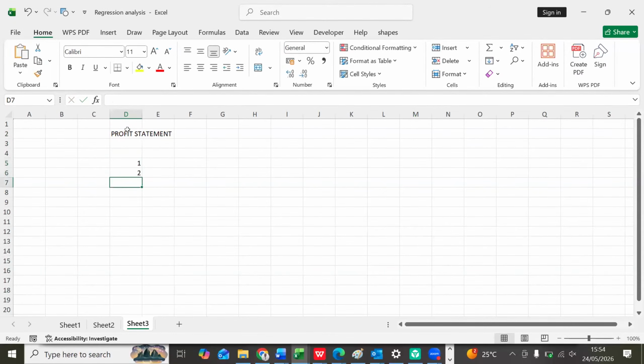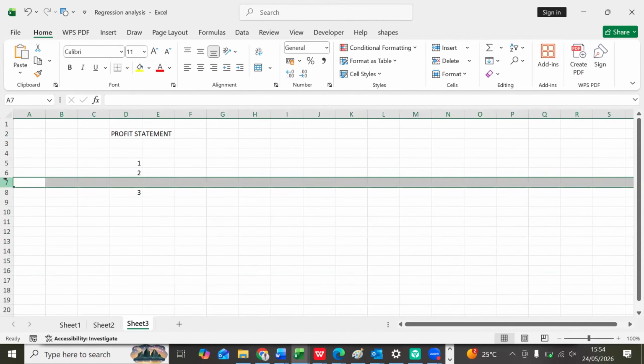1, 2, 3. No. We don't want to skip any. Or if I've skipped one and I want to delete this row, if I want to delete this row number 7 that I've skipped by mistake, I will simply come and highlight the whole of it, and then I say control minus.